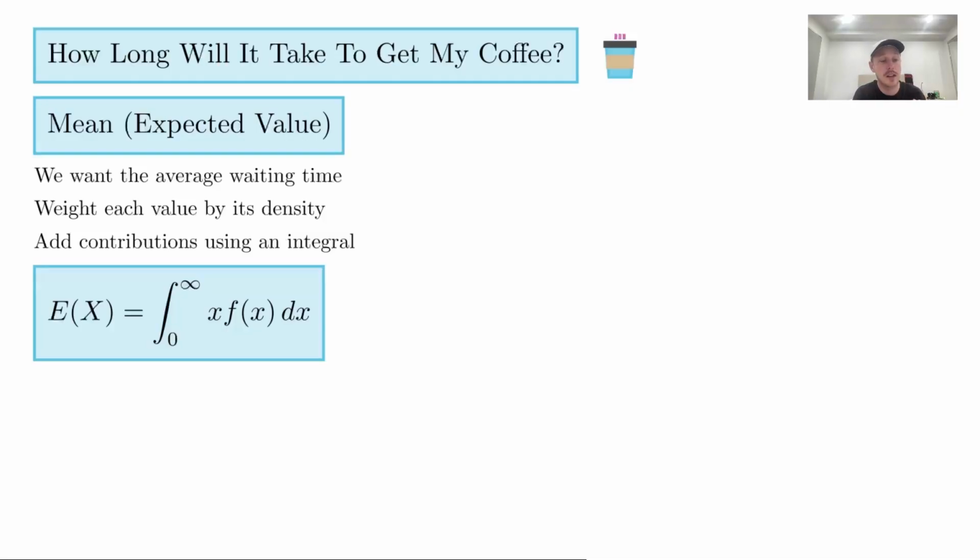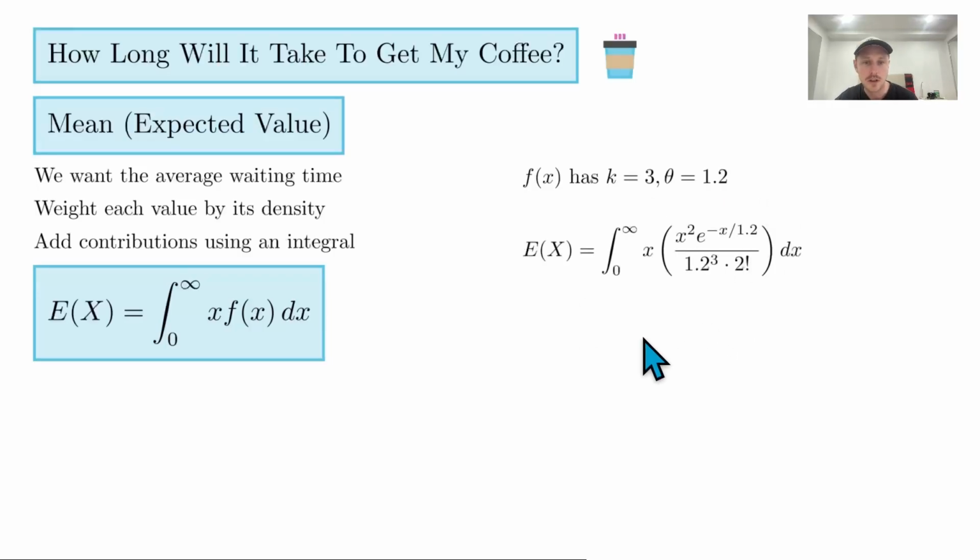We're taking the integral from the start to infinity off to the right, and we weight each value by its density. This x value represents the value, and this f of x is the density at that point, or how likely it is that you're going to get your coffee at that point. Now if we apply that to this function, which is what's called a gamma function, you can set these parameters 3 and 1.2, but don't need to worry too much about that. You'll get this, and you're not at all expected to know how to calculate this, but this is the big concept here.